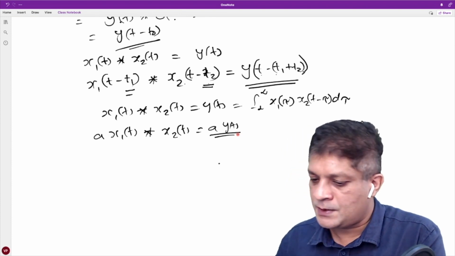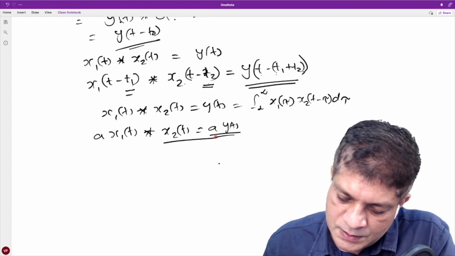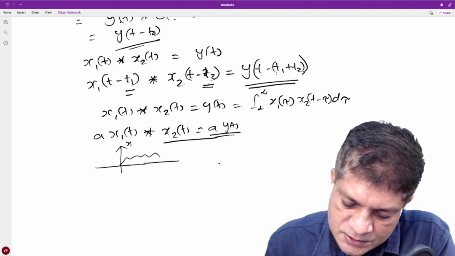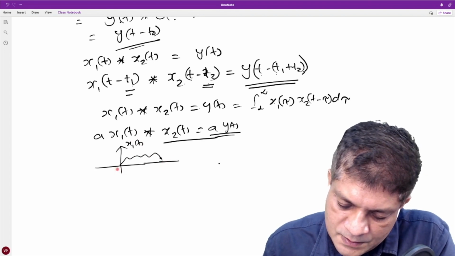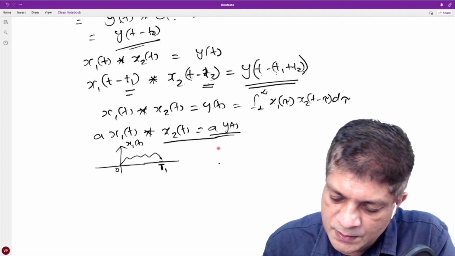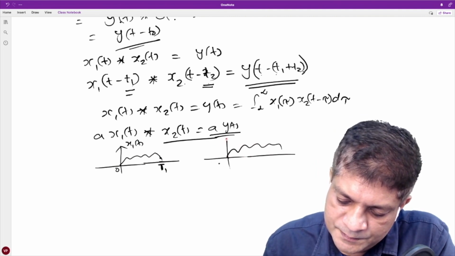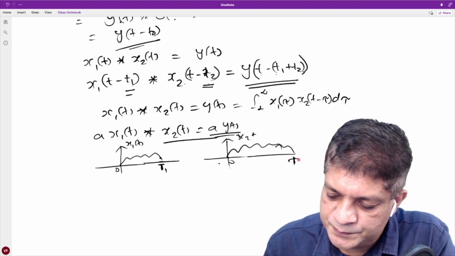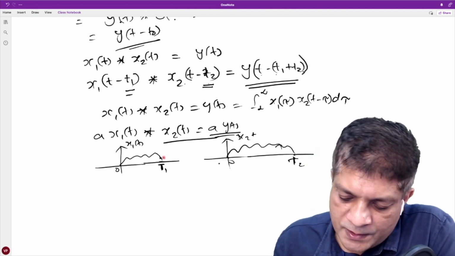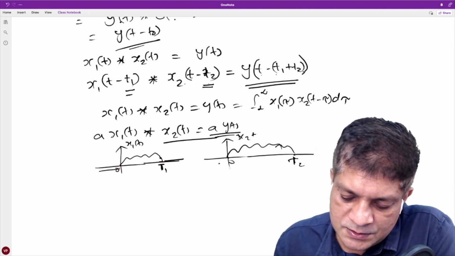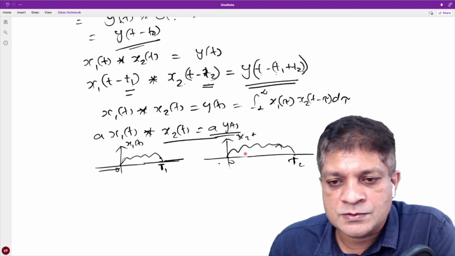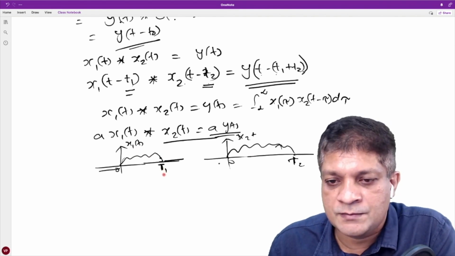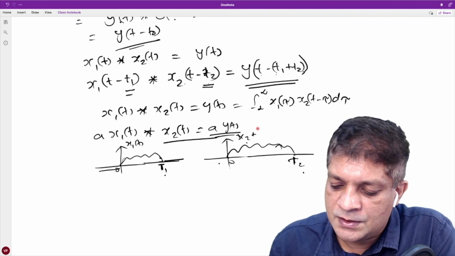There is one more property, duration. Suppose we have a signal, let's say x1(t), from 0 to t1, and x2(t), let's say from 0 to t2. That means these two are finite duration signals. Finite duration means it is non-zero only in a finite interval. Those signals are called finite duration signals. Suppose x1(t) is a finite duration signal with duration t1, and x2(t) with duration t2.